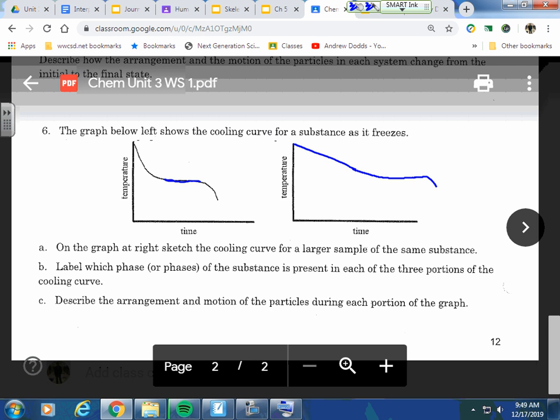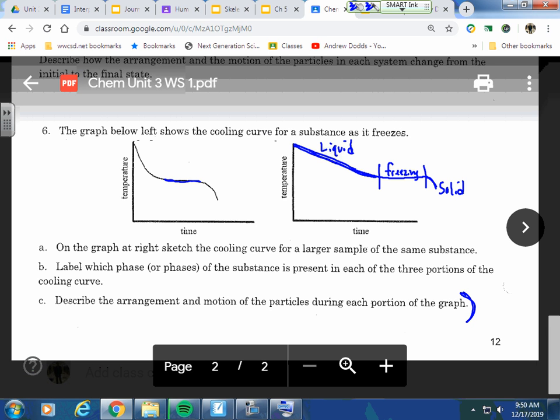All right. So label which phase or phases of the substance is present in each of the three portions of the cooling curve. We've got the flat portion, a portion at the end where it's decreasing again, and this beginning part where it's decreasing. So if it's freezing, what must this first part be? Liquid. This is freezing. And this is solid. So that's what you do for that.